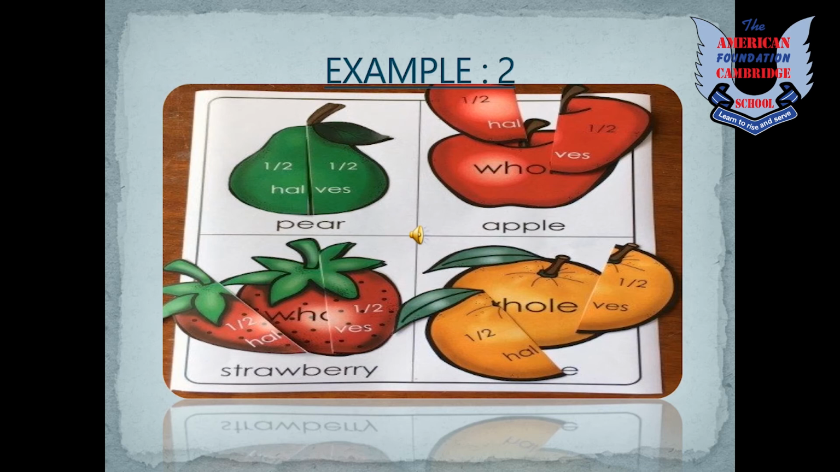Now here is another example, kids. Just like the previous example, some more objects are being cut into halves. When it is uncut, it is a whole, right? And when you cut it into two equal parts, it becomes two halves. It means there are two pieces of pear and you are having one half of it. Same goes with apple, strawberry and orange. When they are uncut, they are completely whole, and when they are equally divided, they become two halves. Understood, kids?